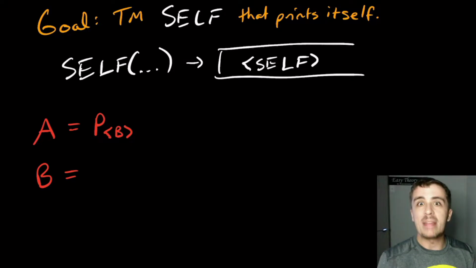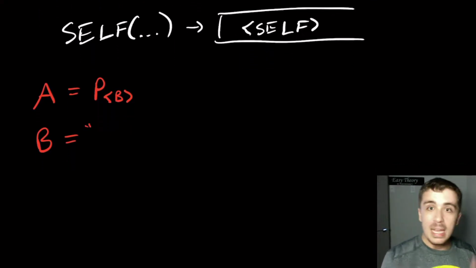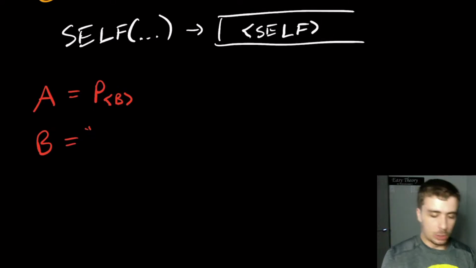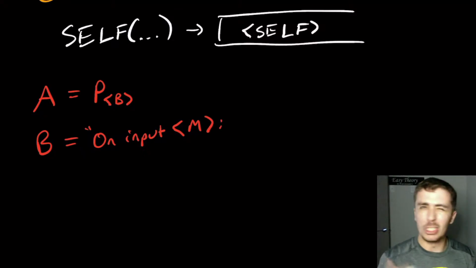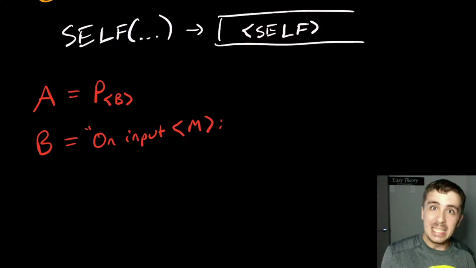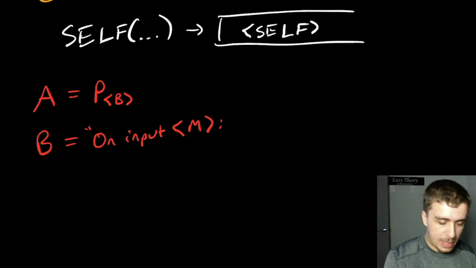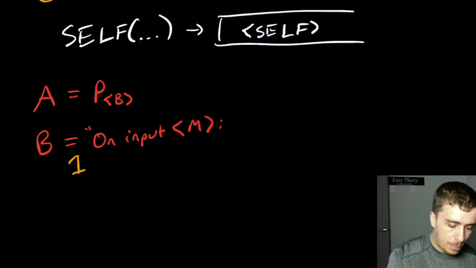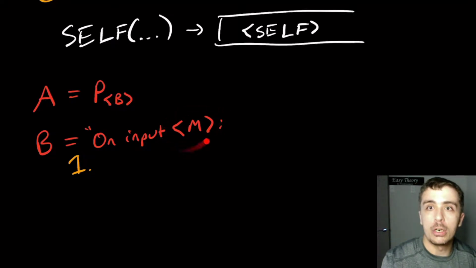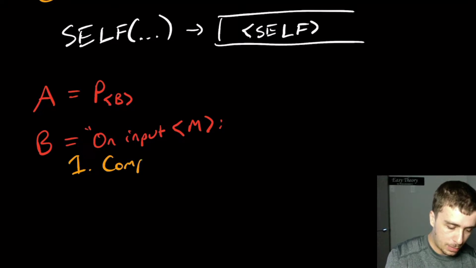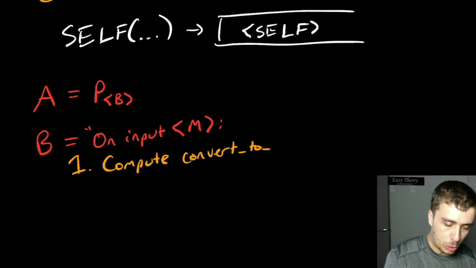So B we're going to write the instructions for. It's going to be given an arbitrary Turing machine. So on input, some arbitrary Turing machine M, which is going to later be B itself, but we'll worry about that later. So then what do we do now? The first stage is to compute the Turing machine that corresponds to this arbitrary Turing machine M right here. So compute the conversion function, so convert to Turing machine of this encoding.